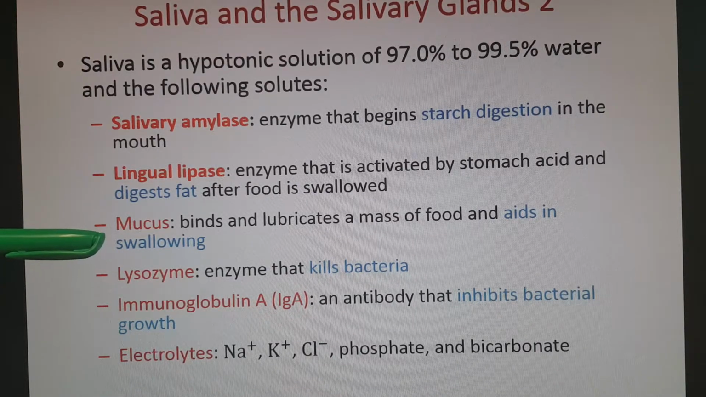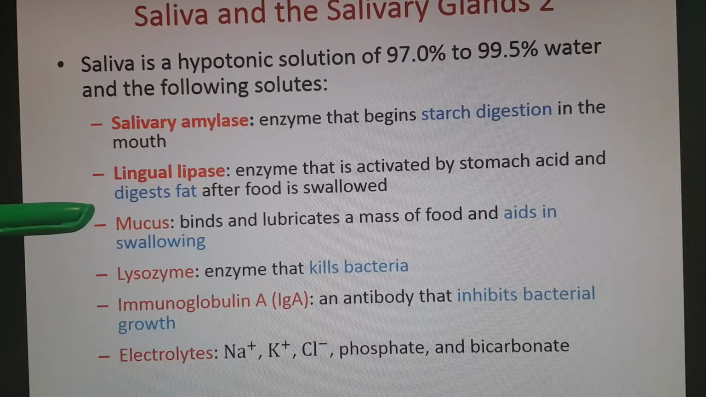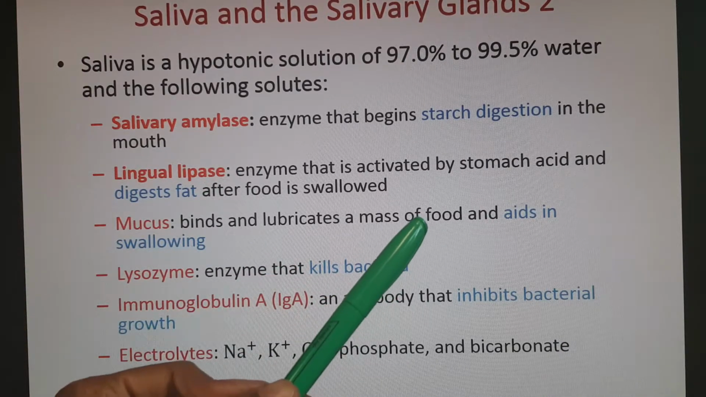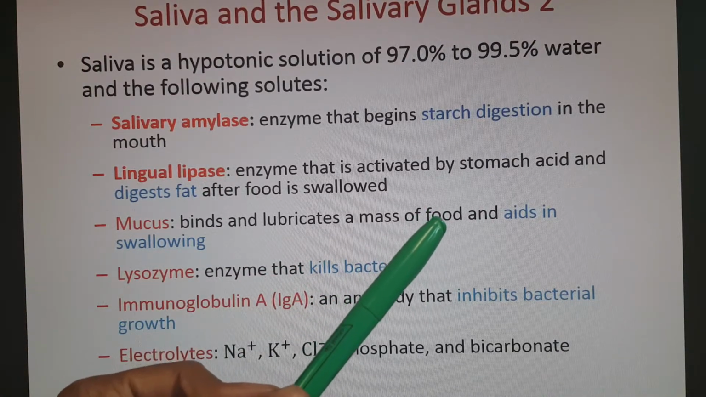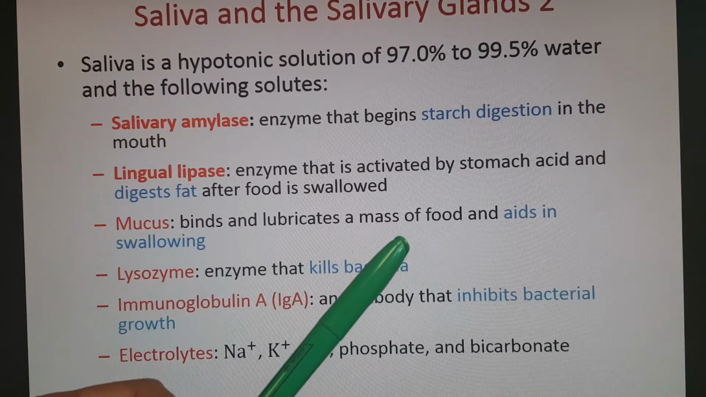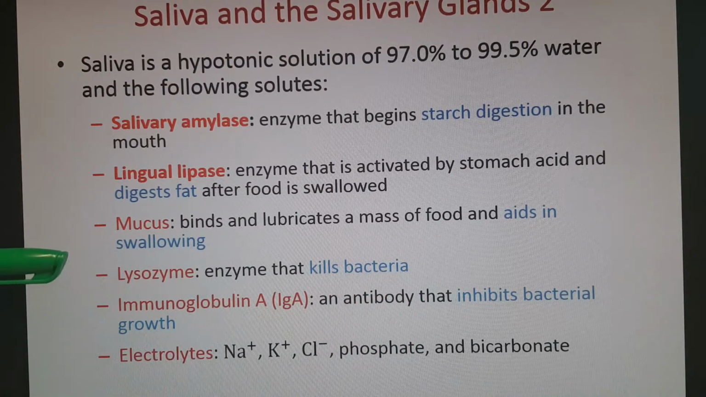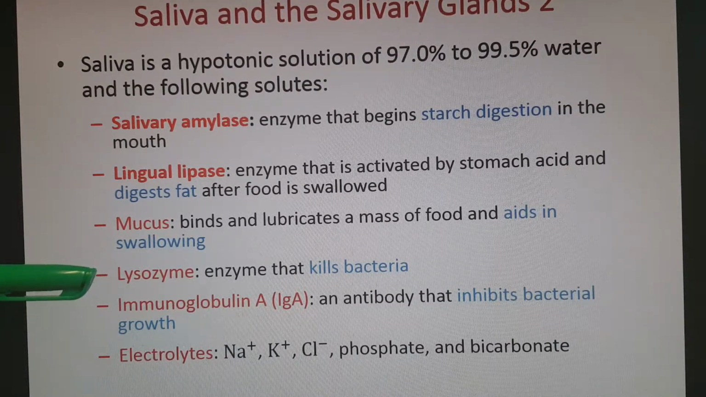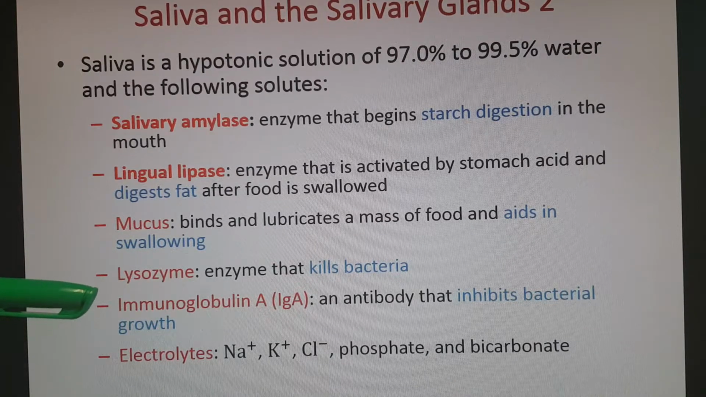It also includes some mucus, which helps to lubricate the mass of food, your bolus, binds it together, and helps it move down your esophagus more smoothly. And then there's also some immune protection. You have lysozyme, which is another enzyme that helps to kill bacteria, as well as immunoglobulin A, an antibody that prevents bacteria from growing.